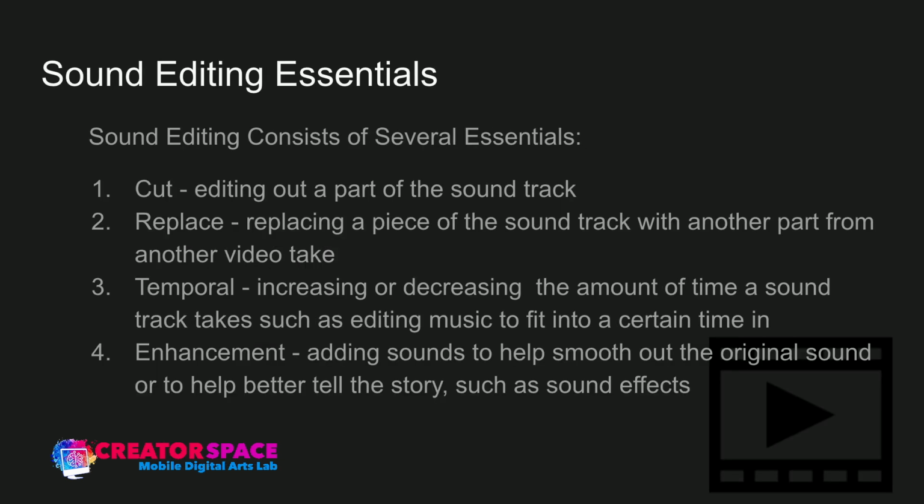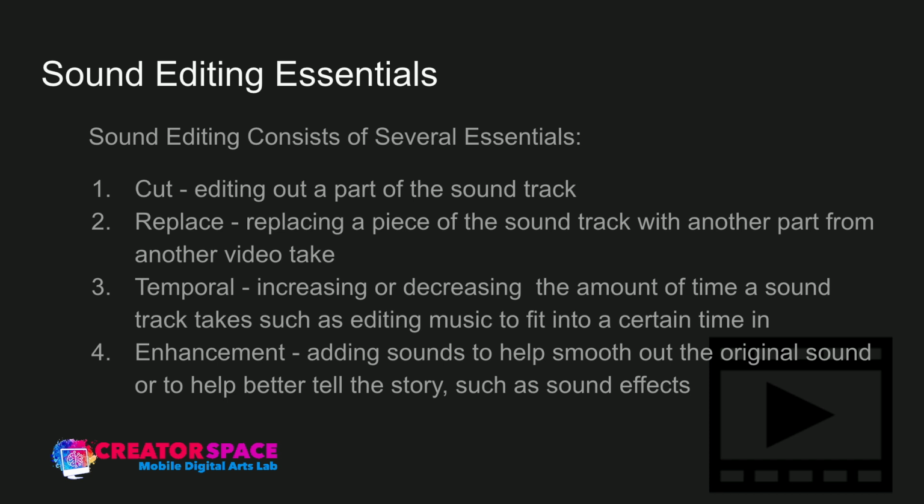Okay, sound editing essentials. Here are the four main things you're doing in sound editing, and we'll look at them today. First, a cut: you're literally cutting a piece out of the sound. If you don't like something, you say, okay, I'm going to cut this part out of the sound edit. Then you're replacing. You might replace a piece of the soundtrack with another part. That could be a dialogue piece. Maybe you don't like one thing that's said, so you replace it with another part.